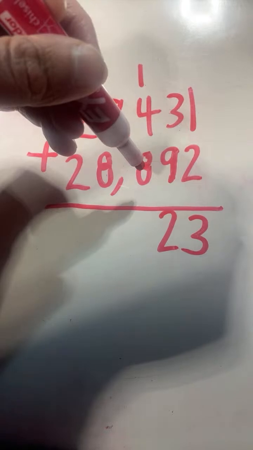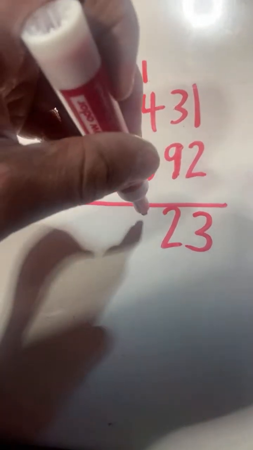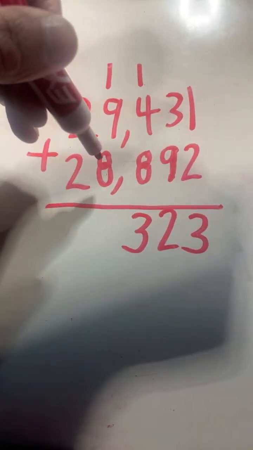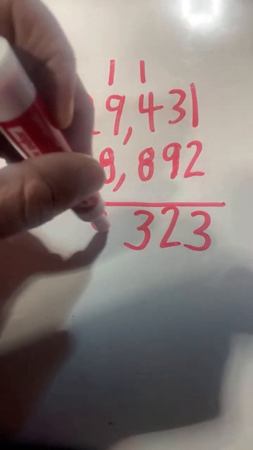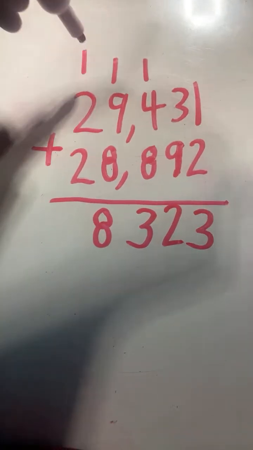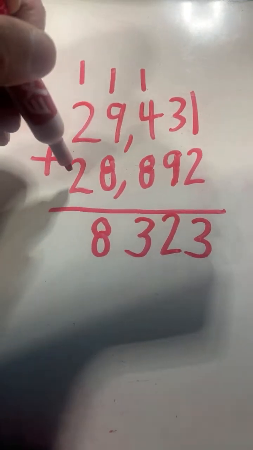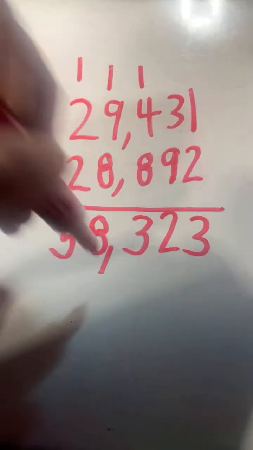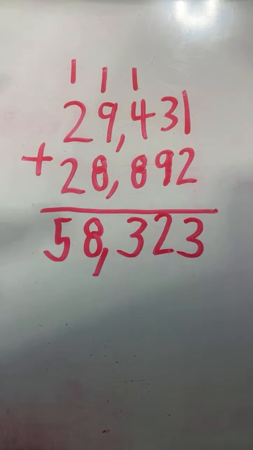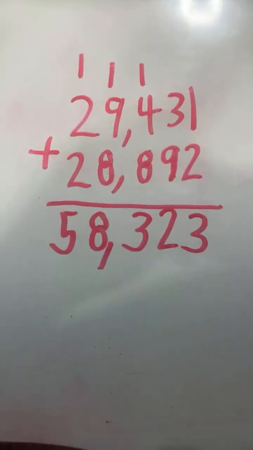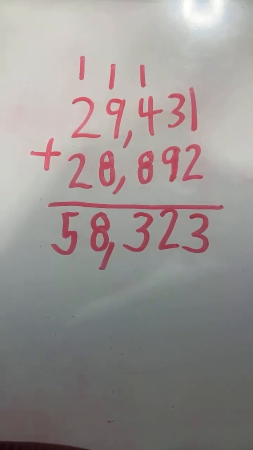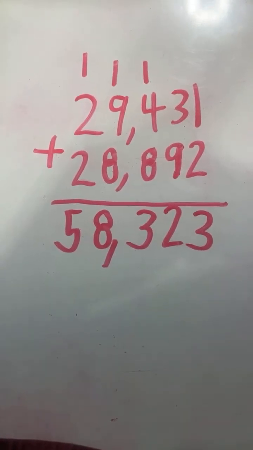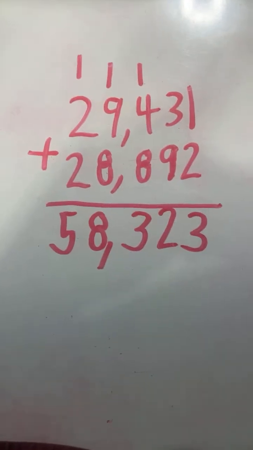4 plus 8 equals 12, plus 1 equals 13. 3, carry the 1. 9 plus 8 equals 17, plus 1 equals 18. 8, carry the 1. 2 plus 2 equals 4. We add the 1 that we carried over, it becomes 5. And we have our final answer: 29,431 plus 28,892 equals 58,323.